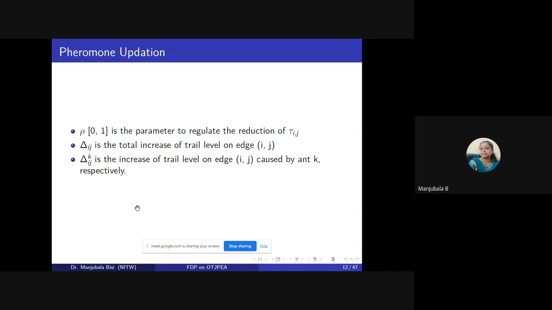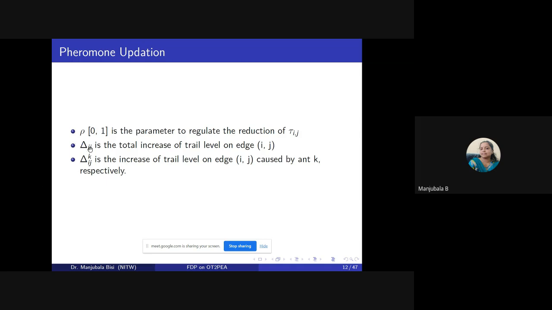Now we have discussed that with respect to time there is an evaporation of the pheromone, so we have to update the pheromone. This rho value is also in the range 0 to 1. This is the parameter to regulate the reduction of tau ij, that is the pheromone strength. And delta ij is the total increase of pheromone level on the edge ij. So every ant, when returning from the food source to the nest, as we have seen, some amount of pheromone is going to be deposited on that edge.